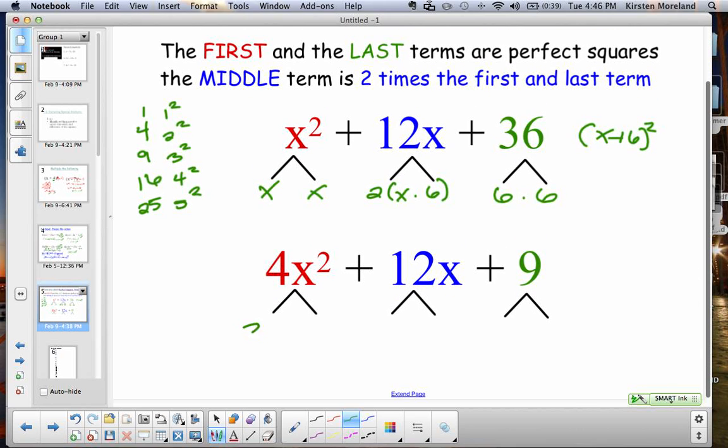This next one, it's 2x and 2x. And the last one is 3 times 3. Again, to get the middle, you do 2 times your first and your last factors. So it's 2 times the 2x times 3, which will give you 12x again. Again, to factor this, it's really just going to be the first perfect square and the last perfect square. Now, it's not always going to be a plus here. It depends on what sign this is. So if this is a plus, it's going to be a plus in your factored form. If this is a negative, it's going to be a negative.